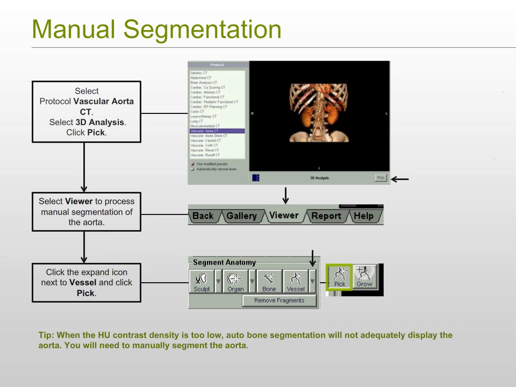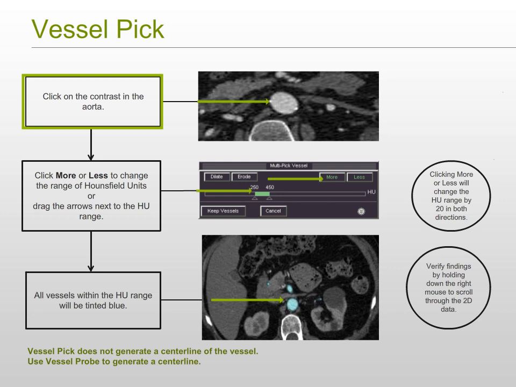If automated segmentation does not provide the desired outcome, you can manually segment the aorta. In the Segment Anatomy toolbar, click the Expand icon next to Vessel and click Pick. To perform a vessel pick, click on the contrast-filled segment in any of the 2D images that do not display in the 3D image viewport.